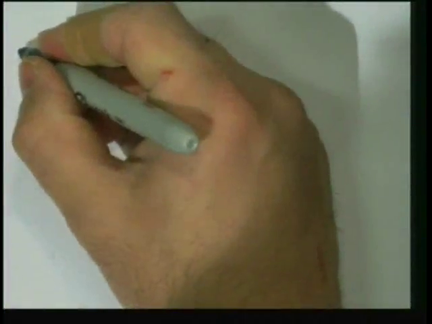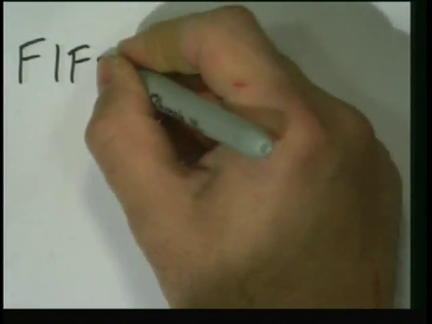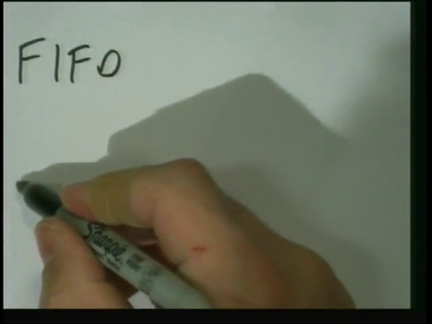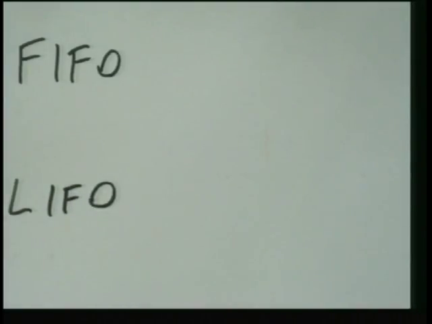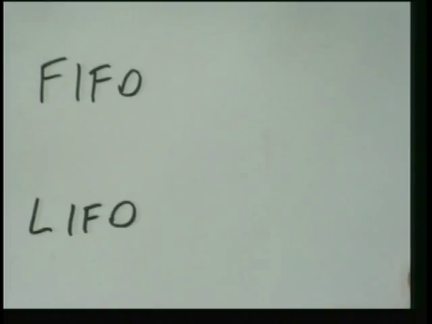Now, the two methods we're going to talk about today are called FIFO, and the second method is called LIFO, okay? Now, do you know what FIFO and LIFO stand for? What does FIFO stand for? First in, first out. And when we say out, what do we mean? Out the door with the customer, sold.